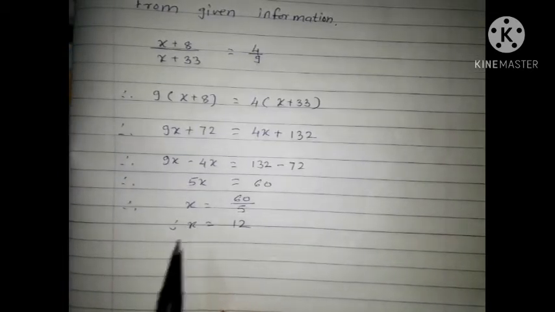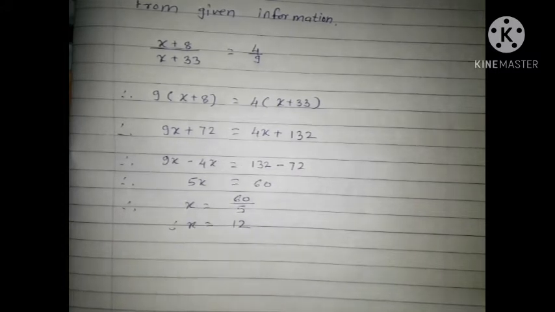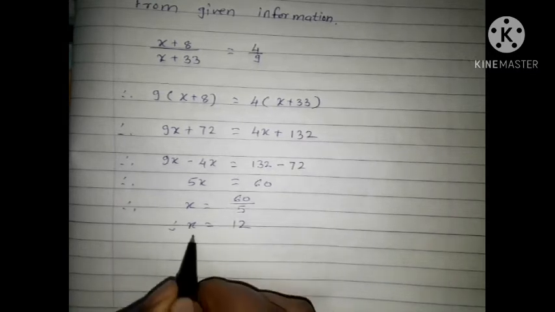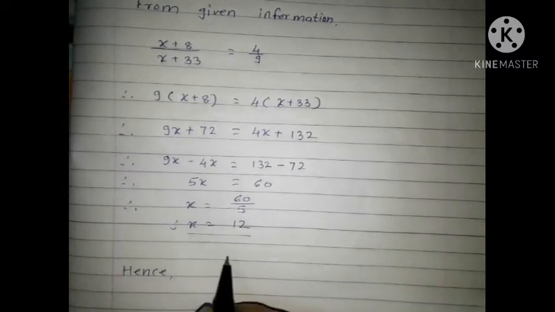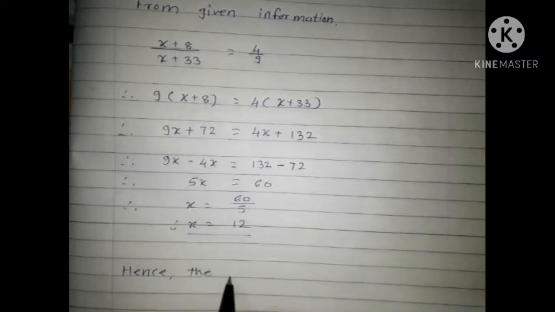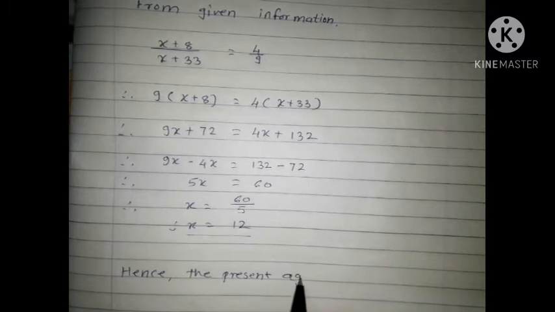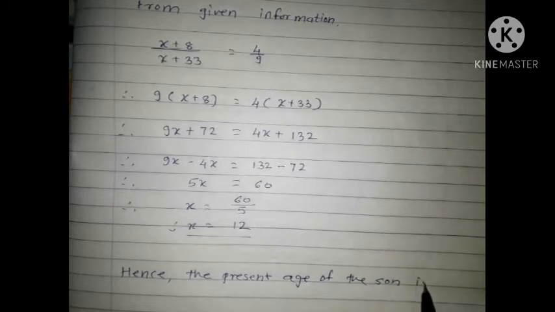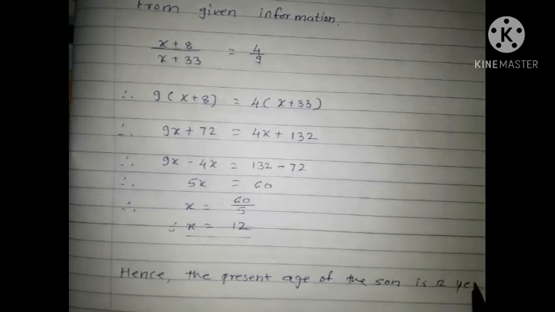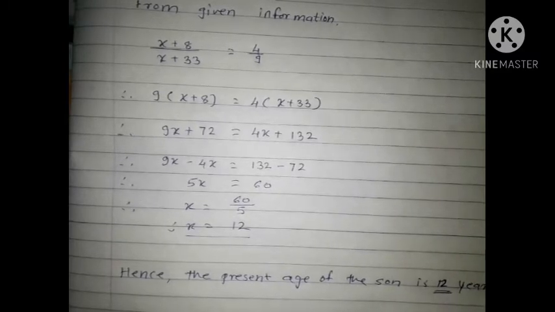And what we assumed at the start of the example, we assumed x is the age of the son. X is the age of the son. Therefore x is equal to 12. Hence we find the age of the son. Hence the present age of the son is 12 years. The present age of the son will be 12 years.